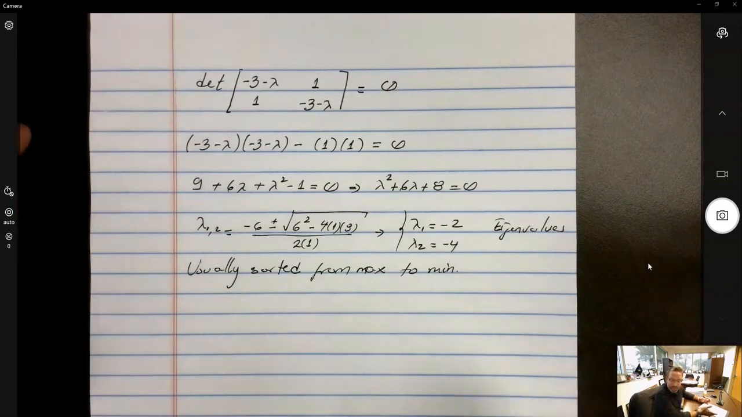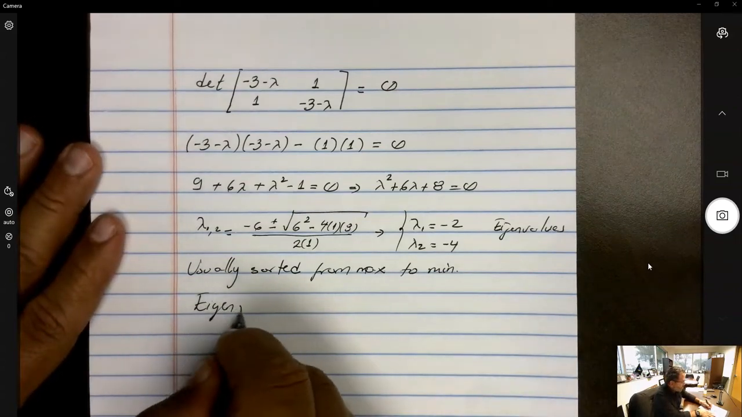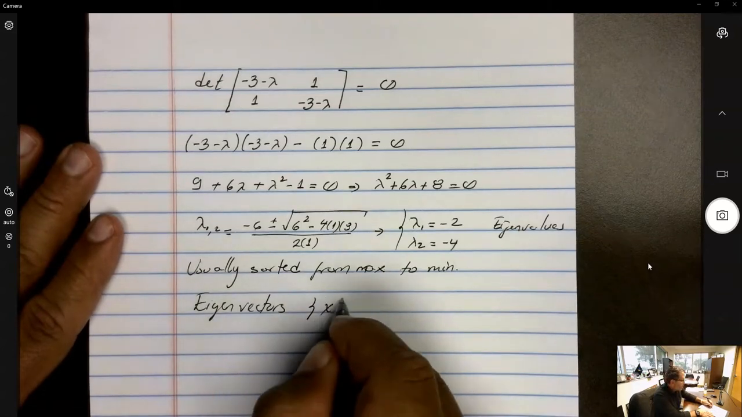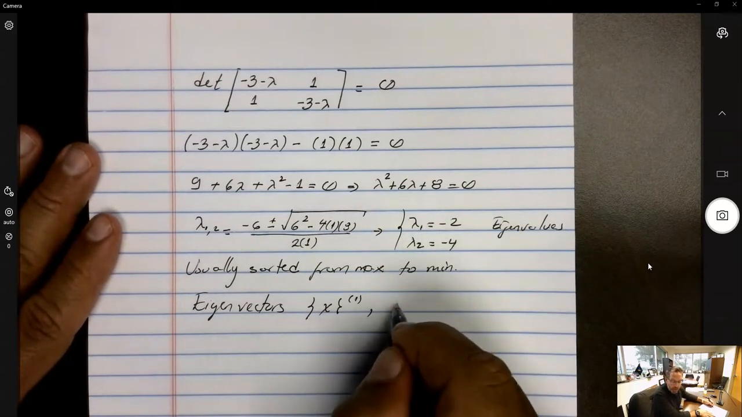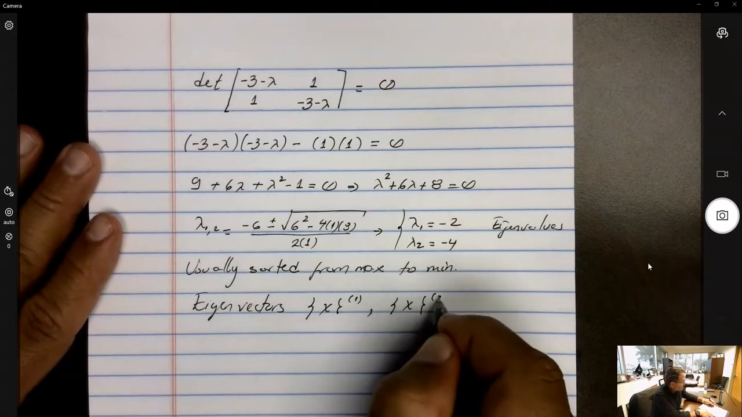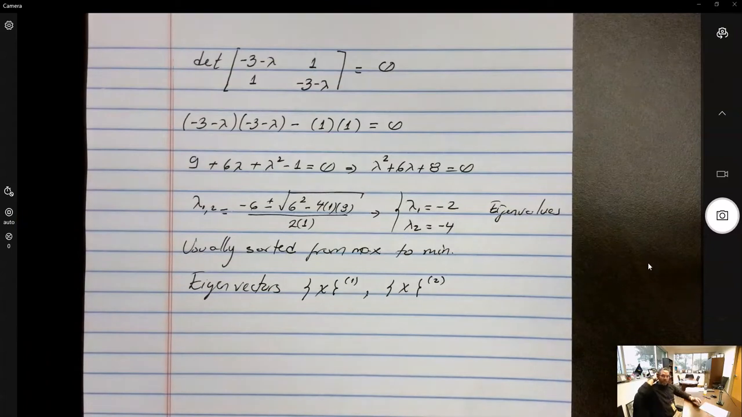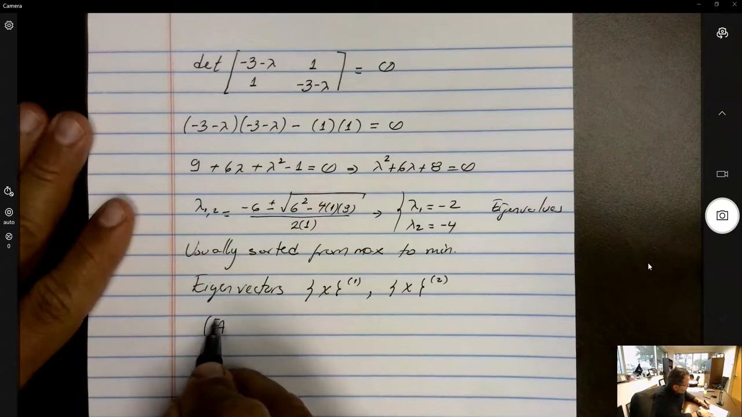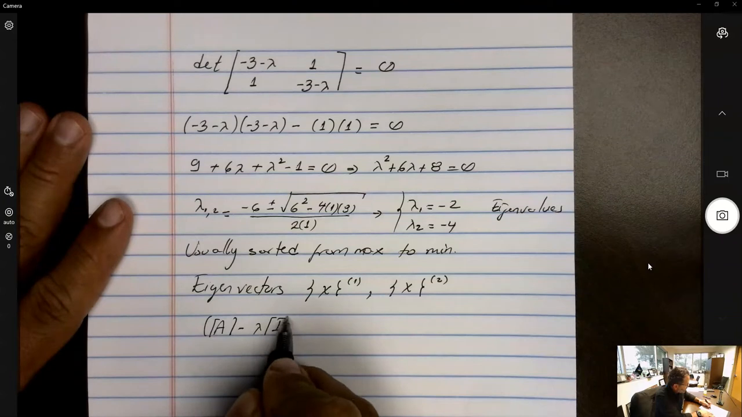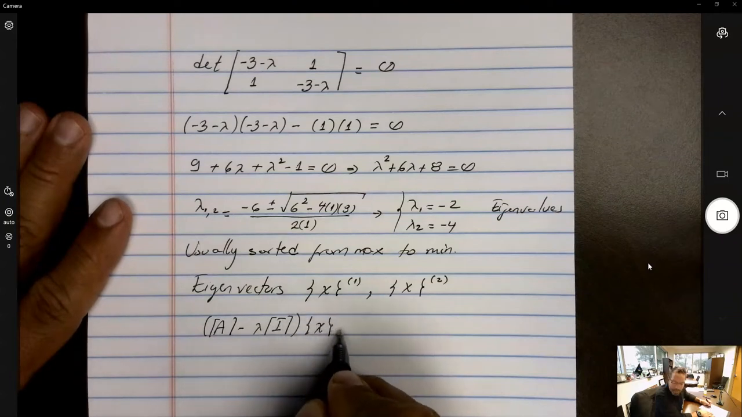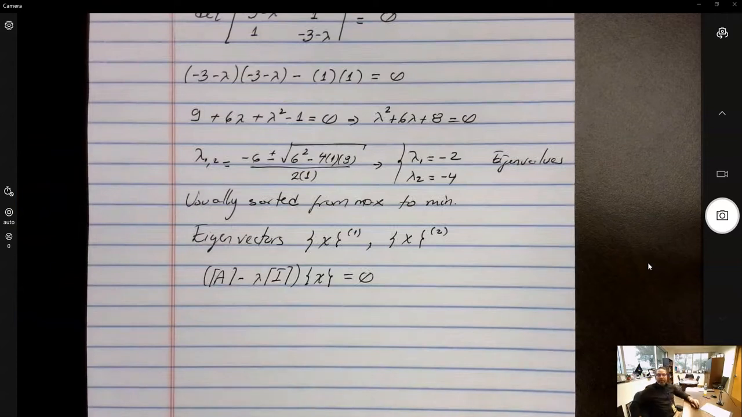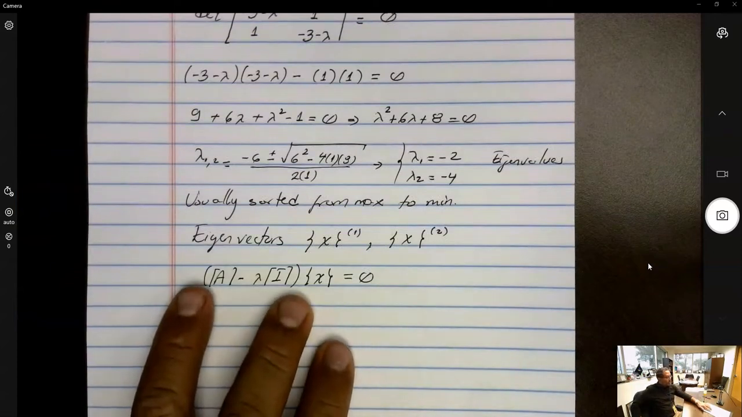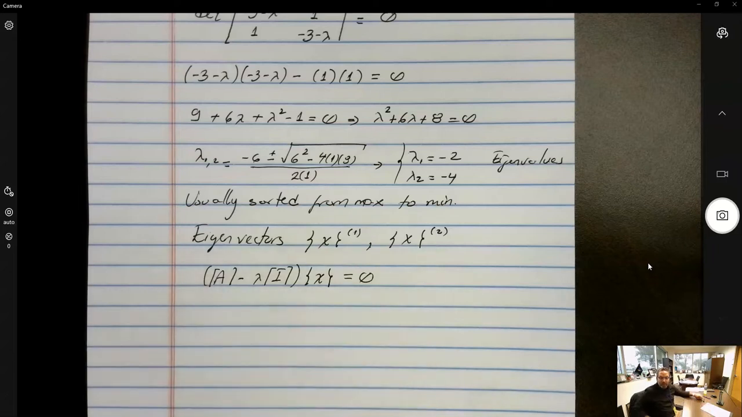Now we have to find the eigenvectors. We have an eigenvector x corresponding to the first eigenvalue, and an eigenvector x corresponding to the second eigenvalue, which are basically the directions that correspond to this special value that makes the solution non-zero or non-trivial. So basically that would be (A minus lambda I) times x is equal to 0. That was the original eigenvalue equation, from which we determined that the determinant had to be 0 in order to find a non-trivial solution.